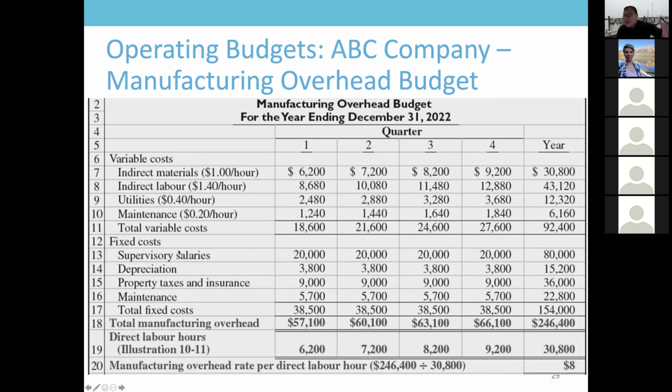For the fixed cost, it's easy because based on experience from previous years, we assume, let's say, the supervisory salaries are $80,000 for a year. Then you just allocate this number evenly across the 4 quarters, so $20,000 for each quarter. Exactly the same idea. You can see all these numbers are the same for the quarters, so the calculation is very easy.